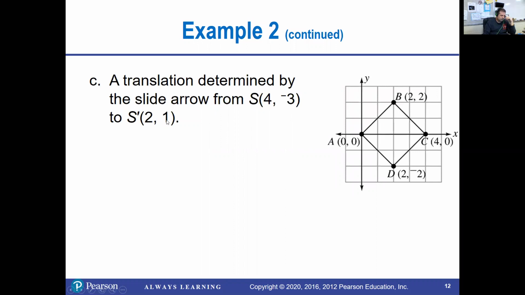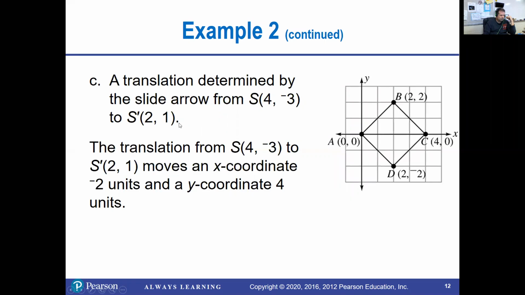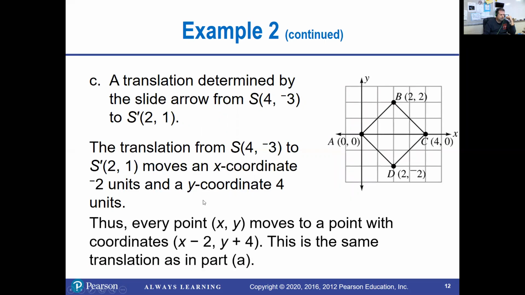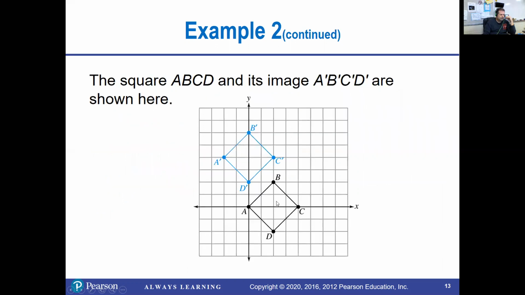Well, to get from 4 to 2, I'd have to subtract 2. When we get to negative 3 to 1, I'd have to add 4. So you would get the translation of x minus 2, y plus 4. Okay? And so here is that square image that we showed you a little bit ago.